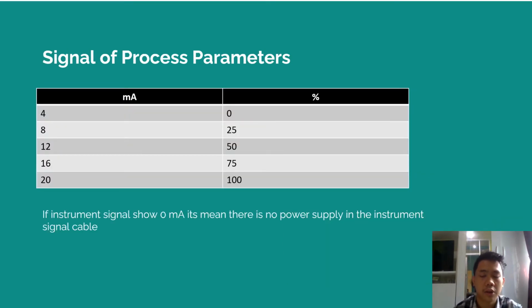And then we're going to the signal of process parameters. As we can see in the figure, 4 milliampere means 0%, and 20 milliampere means 100%. If the instrument signal shows 0 milliampere, it means there is no power supply in the instrument signal cable. It means the cable must be lost or the current must be lost, and the cable maybe has a problem.